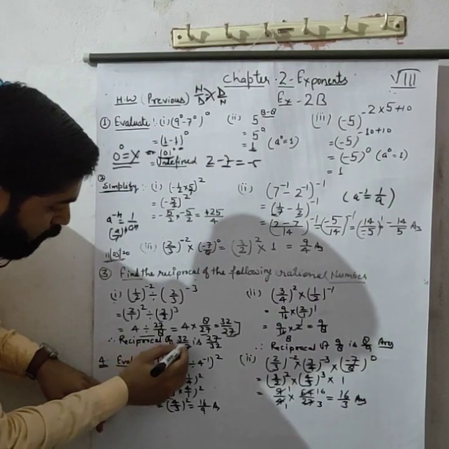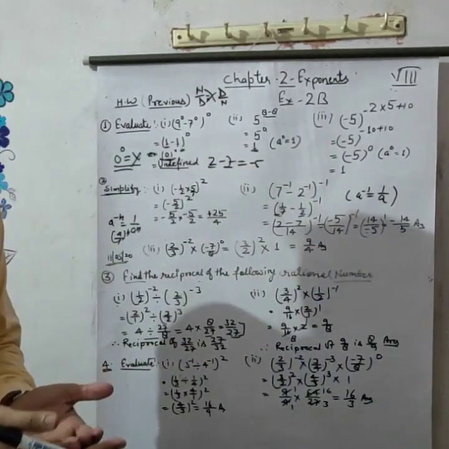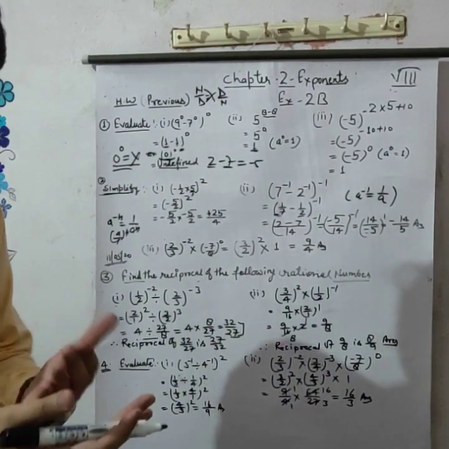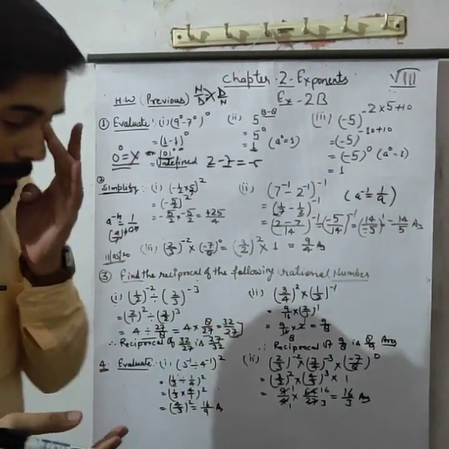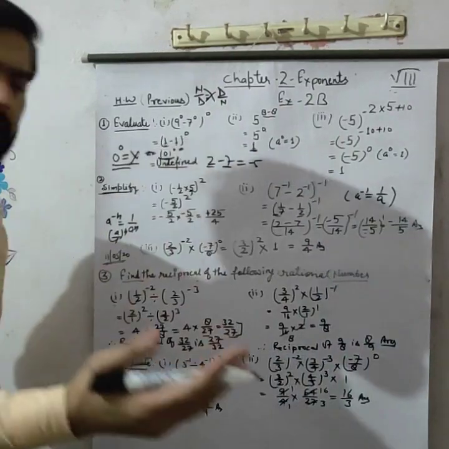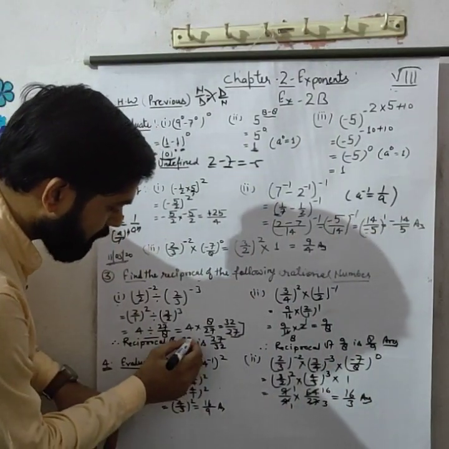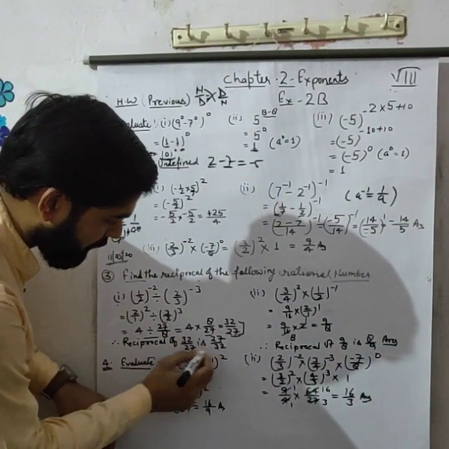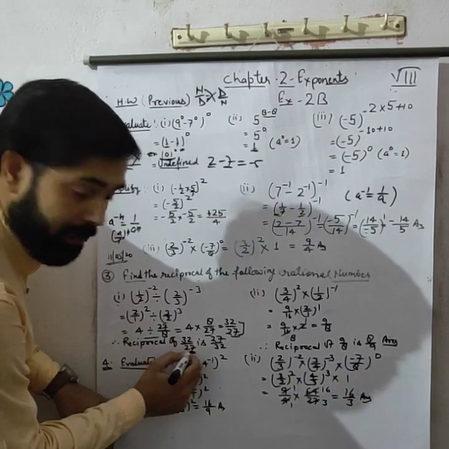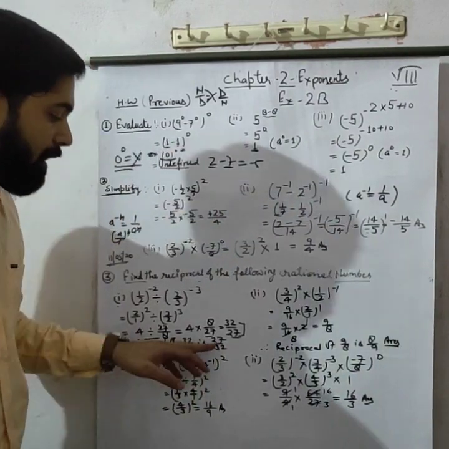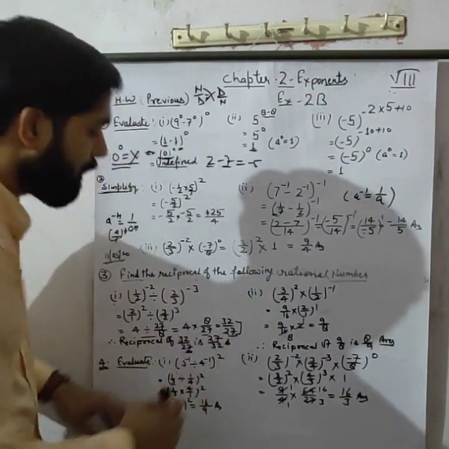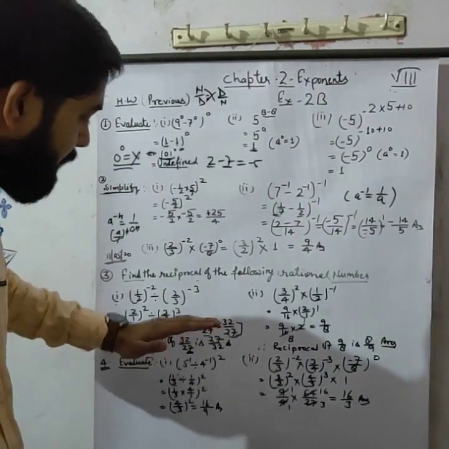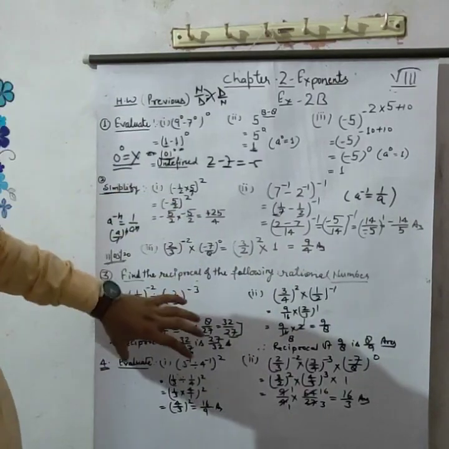And the reciprocal of 32 upon 27 is what? How can we write it? Interchange: the numerator we write as the denominator, and the denominator we write as the numerator. So 32 is the numerator, so we write it as the denominator, and 27 is the denominator, so we write it as the numerator. So the answer will be 27 upon 32. This is the reciprocal for this question.